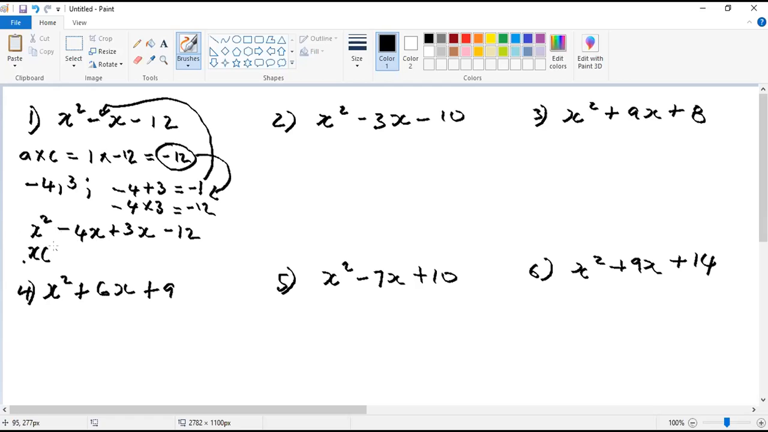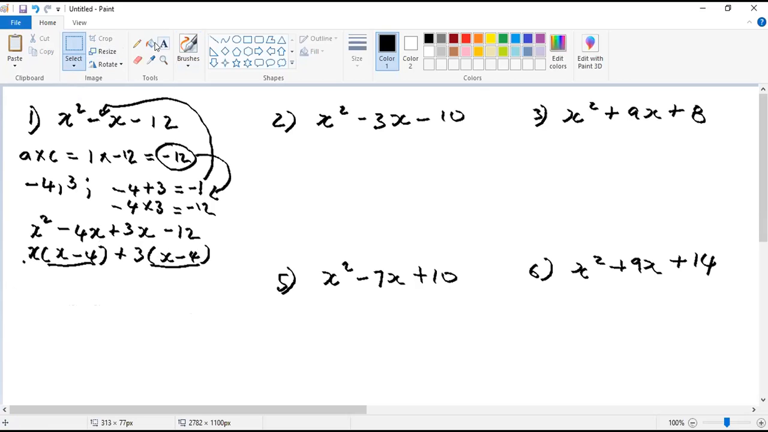So it's x in bracket x minus 4, and then we'll have 3 in bracket x minus 4. From here, you see that x minus 4 is a common factor. So you can further factorize that. So let me create some space. Right? So from here now we have x minus 4, and then we have x plus 3. And that's how you do that question.